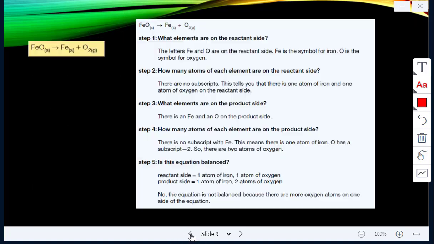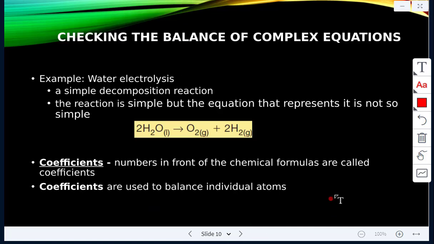All right, so that previous example we looked at, the equation was not balanced because there were more oxygen atoms on the right-hand side compared to the reactant side. So how would a reaction be balanced? We use these numbers in front of compounds or elements, and those numbers are called coefficients. So there are numbers that we place in front of the chemical formulas, and they are used to balance individual atoms.